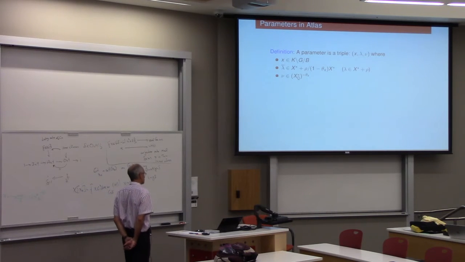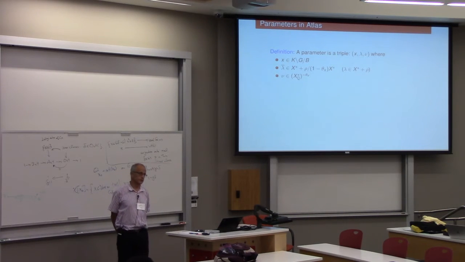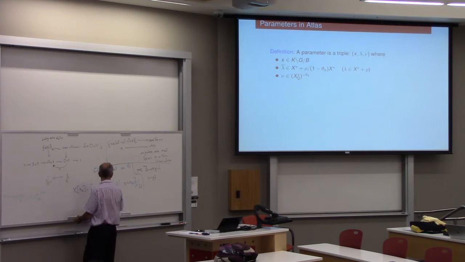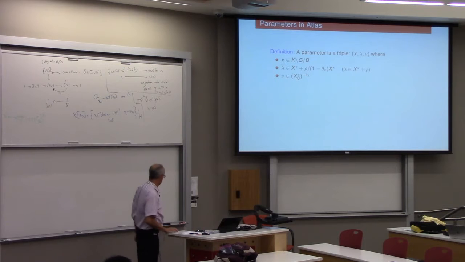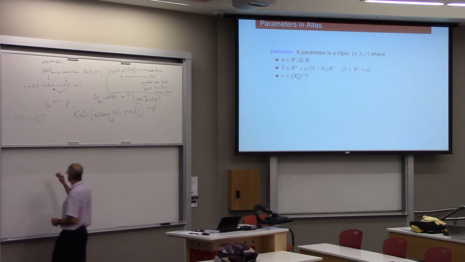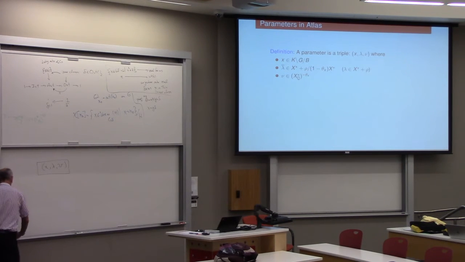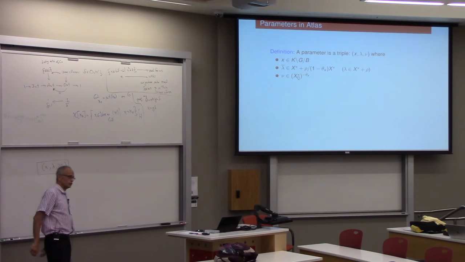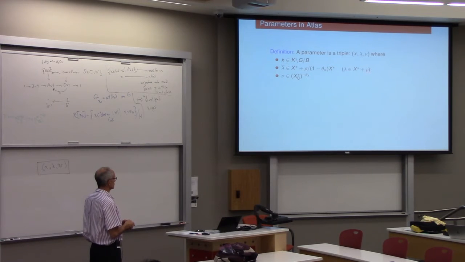All right, so here finally is the definition of a parameter in Atlas. A parameter in Atlas is a triple (x, lambda, nu). I feel that (x, lambda, nu) should practically be added to the Oxford English Dictionary. And x is an element of KGB, and lambda is an element of X upper star plus rho.